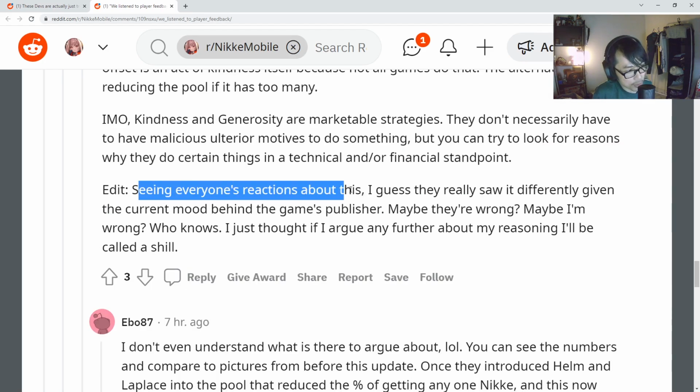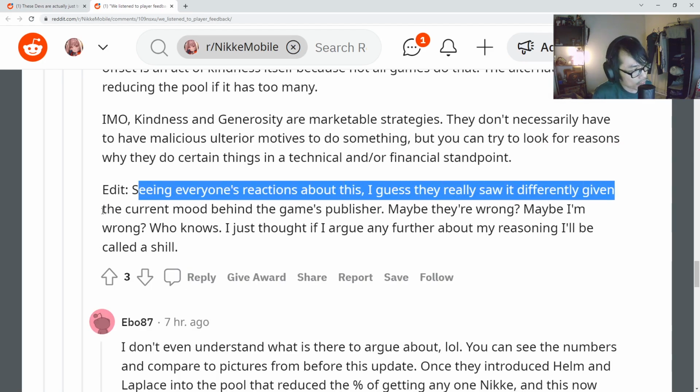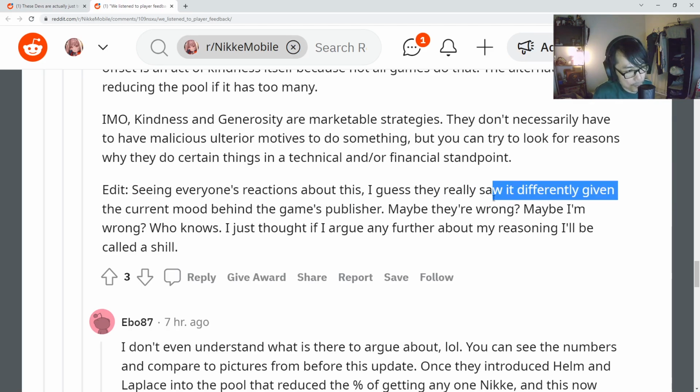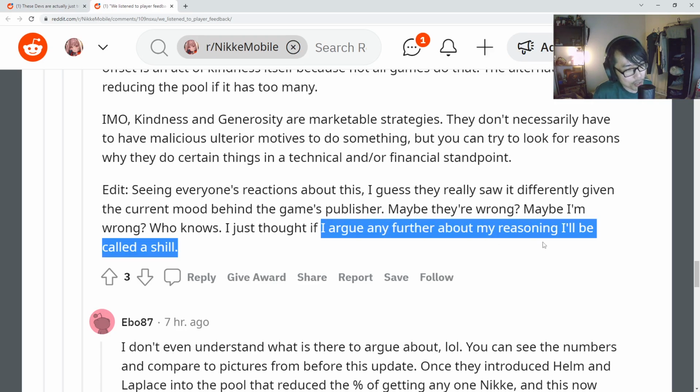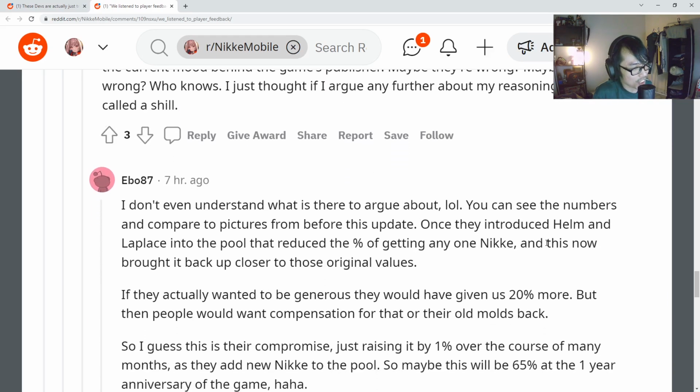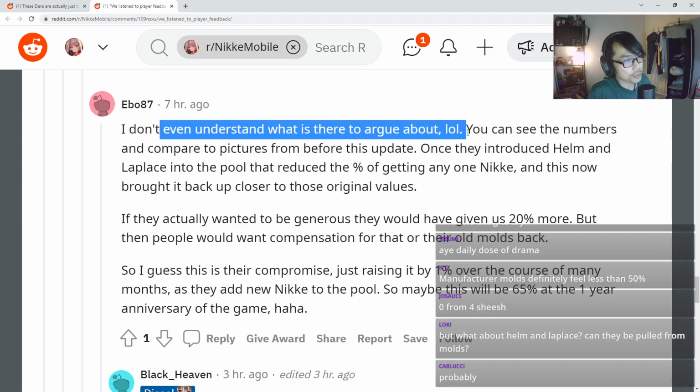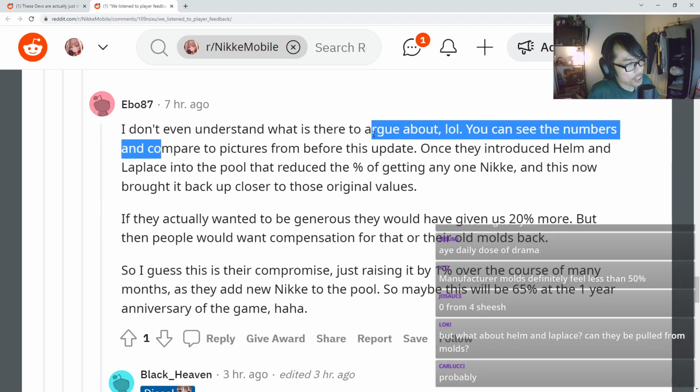Seeing everyone's reactions about this, I guess they really saw it differently, given the current mood behind the game's publisher. Maybe they are wrong. Maybe I'm wrong. Who knows? I just thought I couldn't argue any further about any reasoning. I'll be called a shill. I don't even understand what there is to argue about. You can see the numbers and compare to pictures before the update.